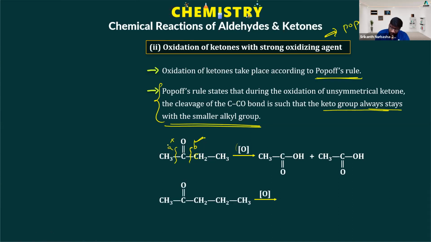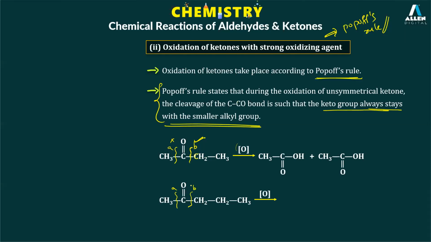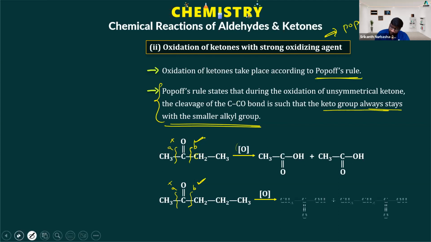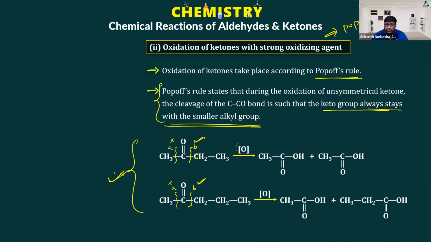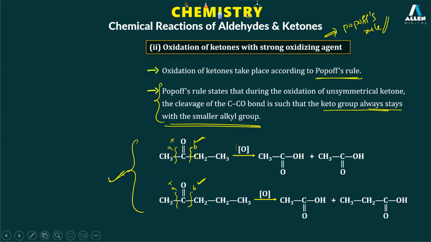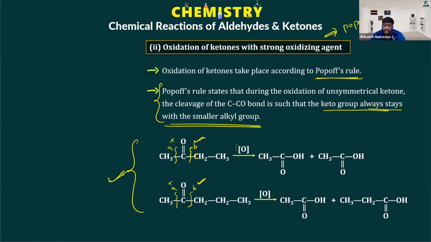Do it here. Two cleavages, A, B. Which bond can be cleaved? B, because C double bond O should be lying with the smaller alkyl group. So you'll get what? CH3 C double bond O-H, CH3 CH2 C double bond O-H. Ethanoic acid and propanoic acid are obtained. Understood? Yes, sir. Yes or no? So this is the oxidation of aldehydes or ketones with the stronger oxidizing agents.